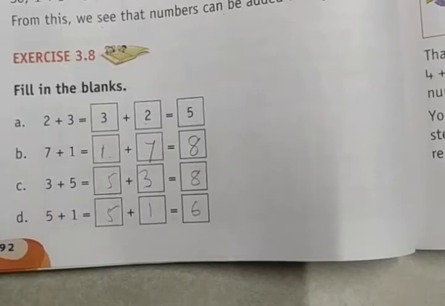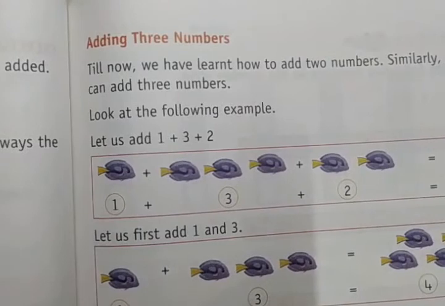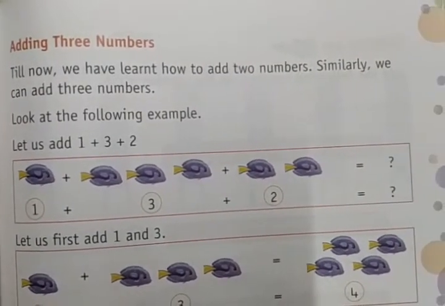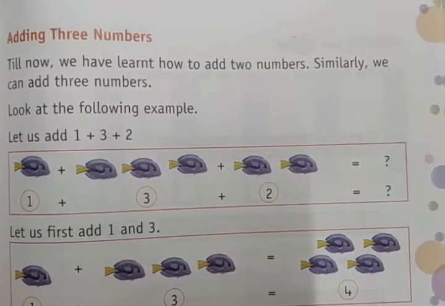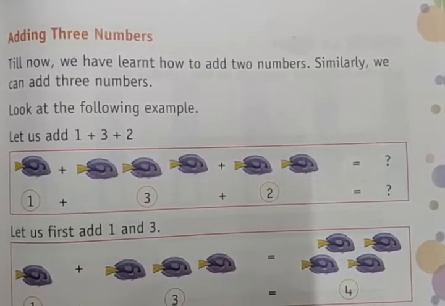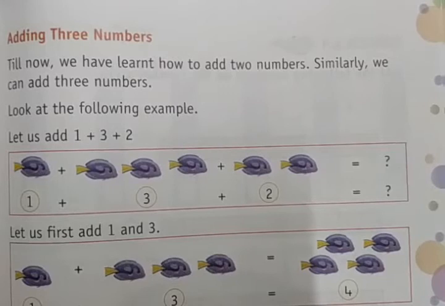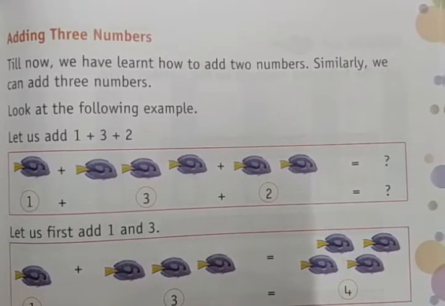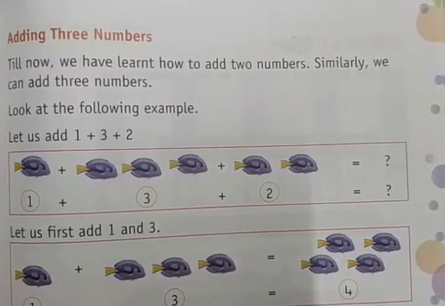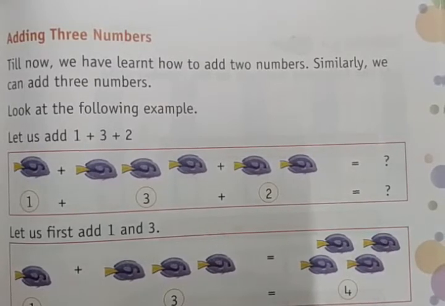Next, we move on to adding three numbers. So we can add any numbers: 3 numbers, 4 numbers, 5 numbers, 6 numbers, any numbers. But here we will go step by step. Here starts exercise number 3.9, based on the concept of this, the 11 point.